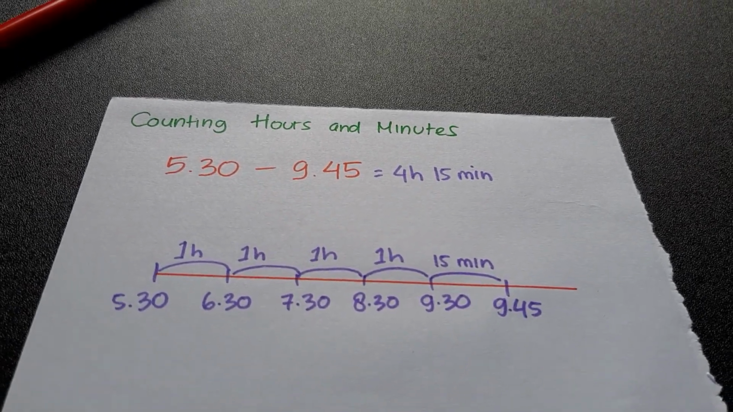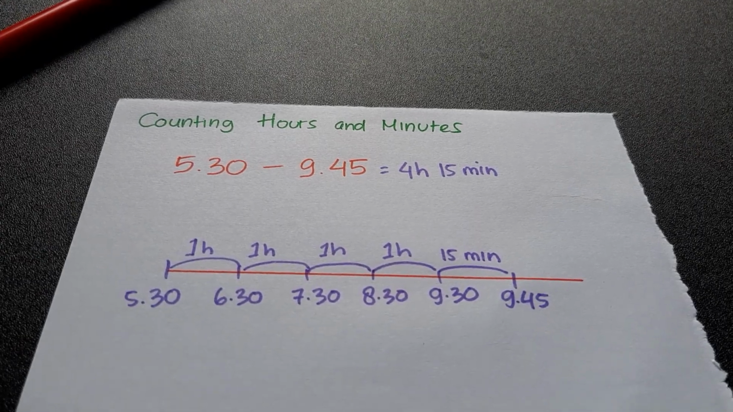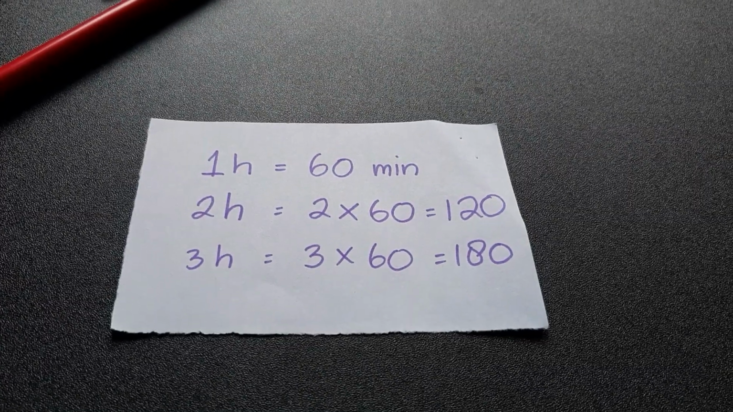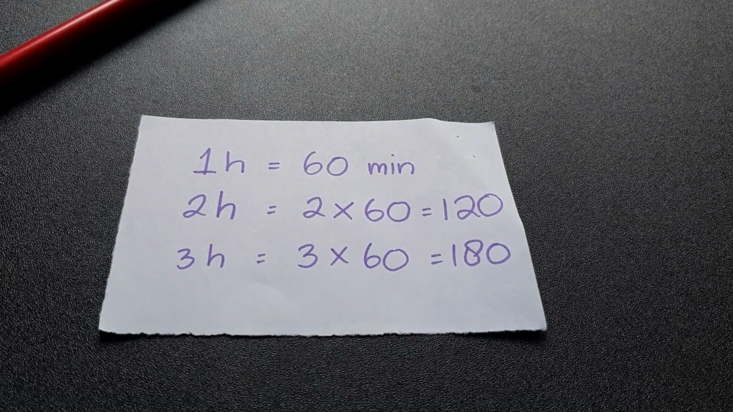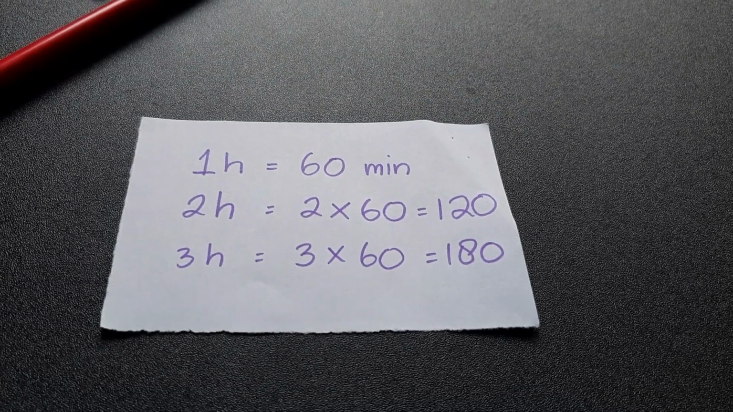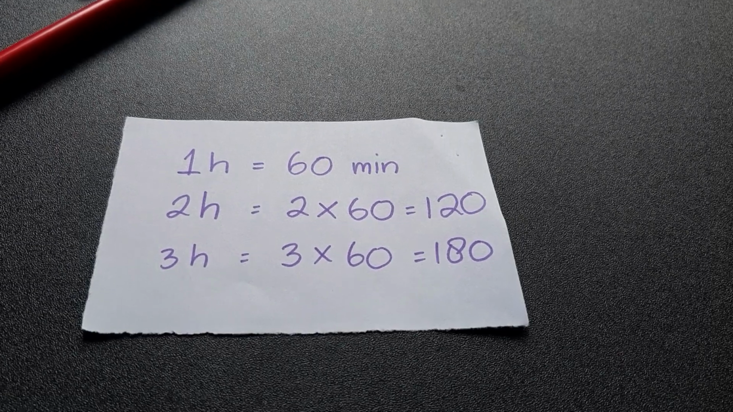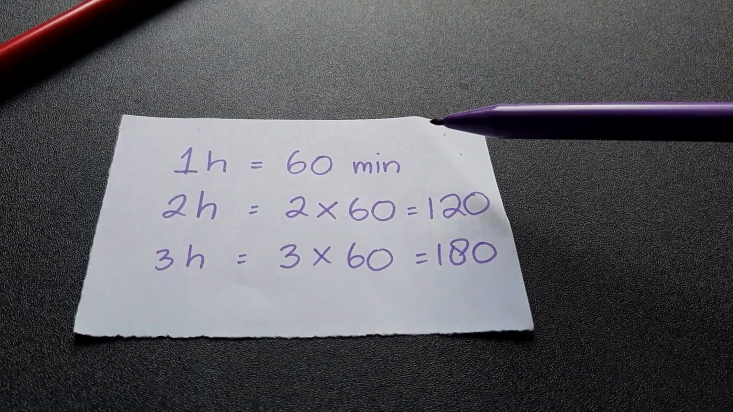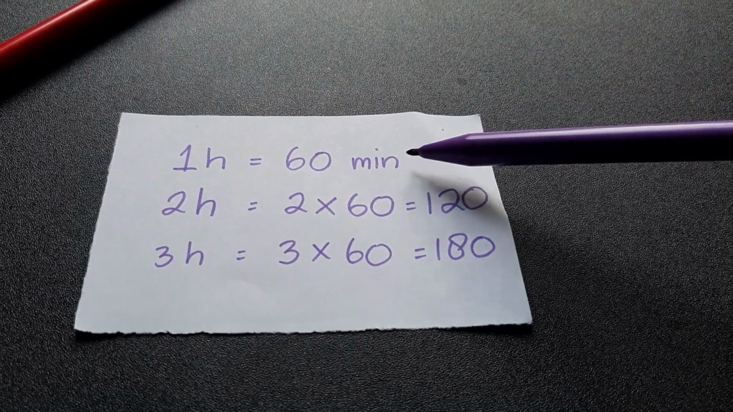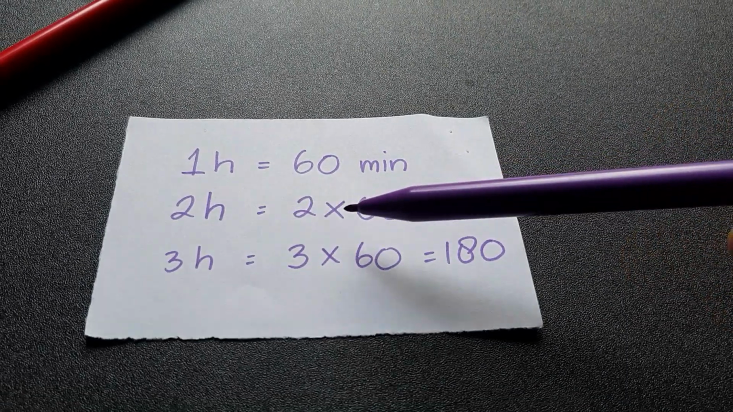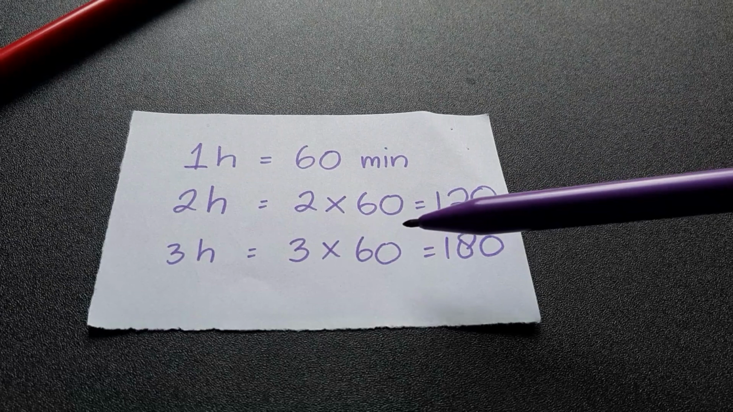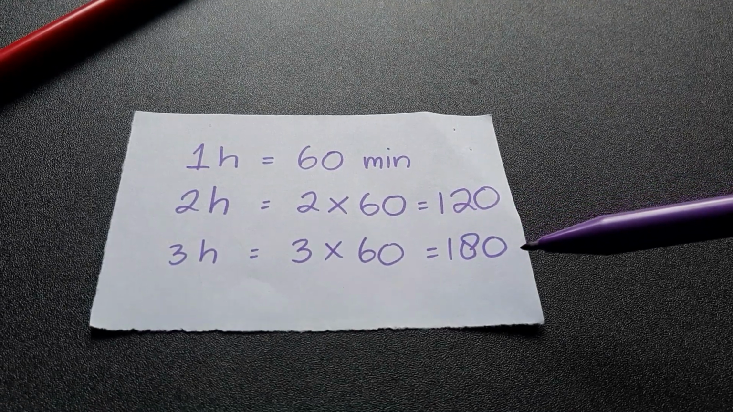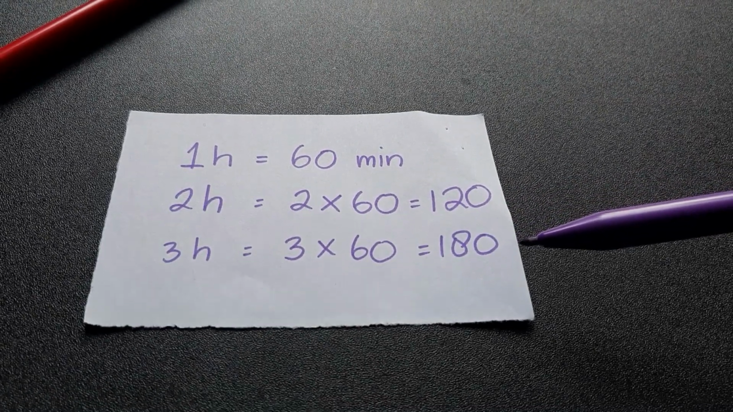Okay, for the next part, Miss Uni is going to teach you another one. Here you go. In your course book and activity book, later you will find counting how many minutes and how many hours. So I'm going to review it again. Remember, 1 hour is 60 minutes, and 2 hours means 2 times 60 is 120 minutes, and 3 hours is 3 times 60, and the result is 180 minutes.